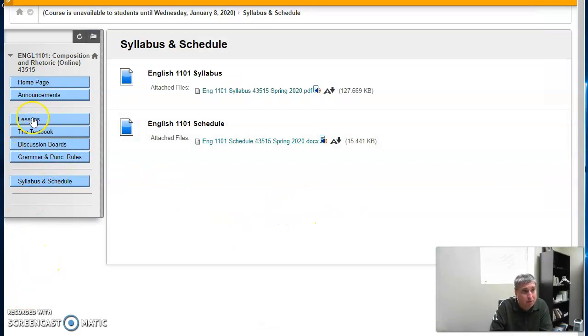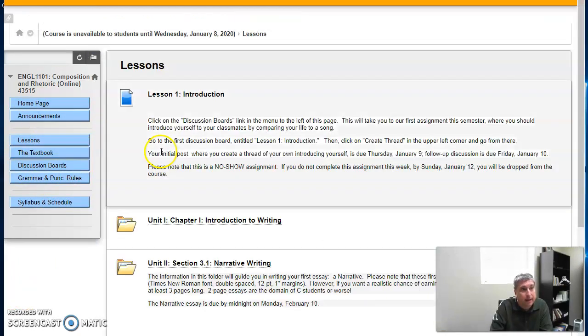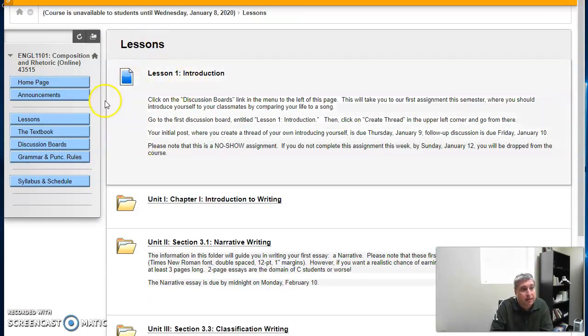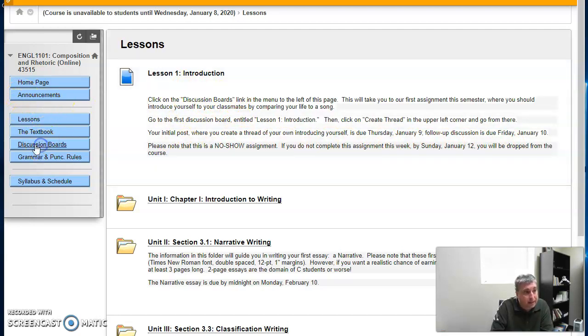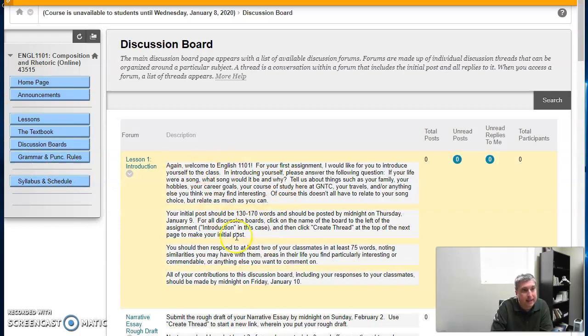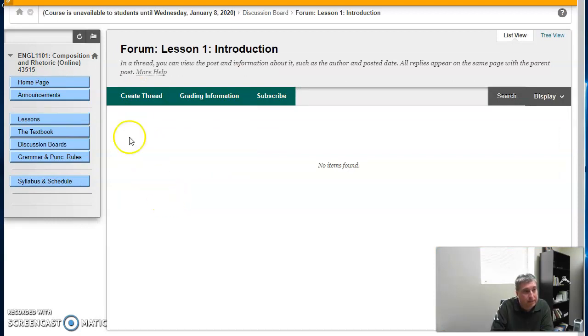For the most part here, the course revolves around the lessons. This first one says go to the discussion boards. This is due this week by Friday, the 10th, where you just introduce yourself. So you go over to the discussion boards link. It gives you the directions. Of course, pay attention to the word limits. They're important. It gives you due dates and exactly what you should do. You click on the discussion board, click create thread, and start your own thread.